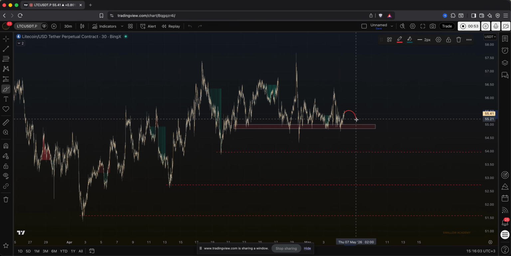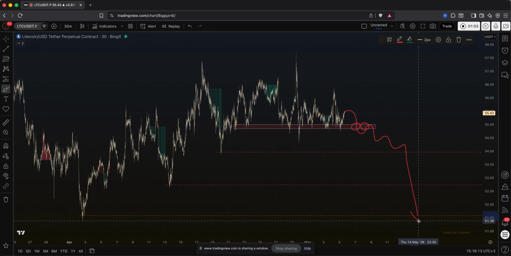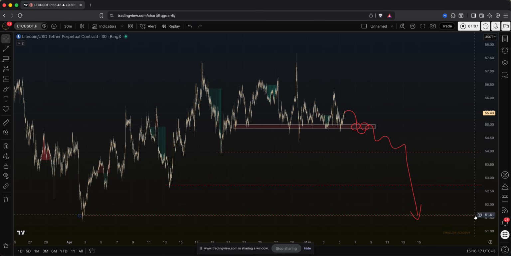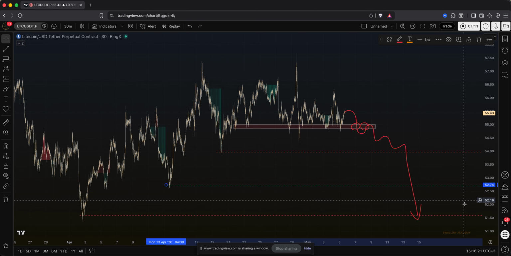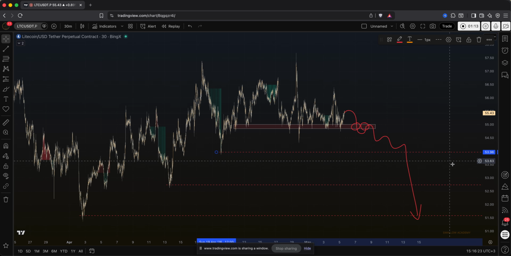So a breakdown from here, then sellers have to secure this area with some kind of retest, and then a further move to lower zones, reclaiming those areas here. So main targets are the $51.5 area, then $52.7, and basically the $54 area.